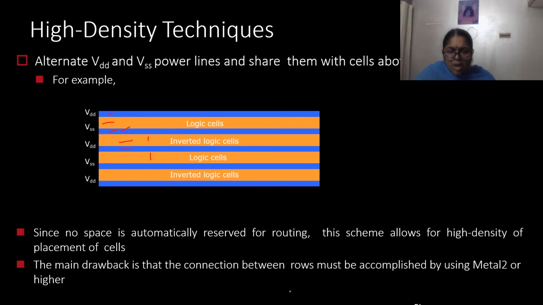But what is the drawback? Connection between rows must be accomplished by using metal 2 or higher. You cannot make use of metal 1 to make the connections between the different rows.